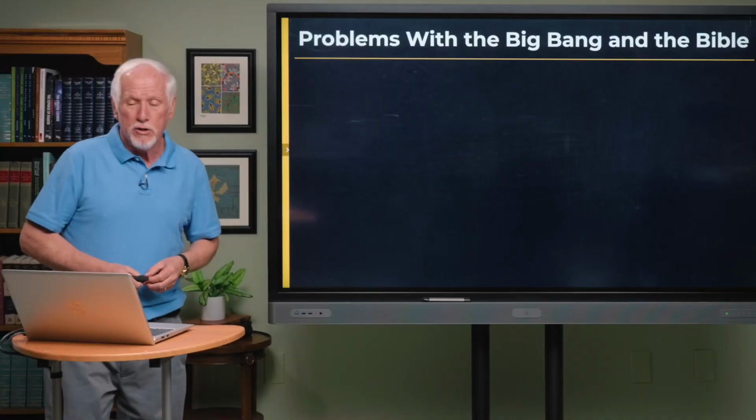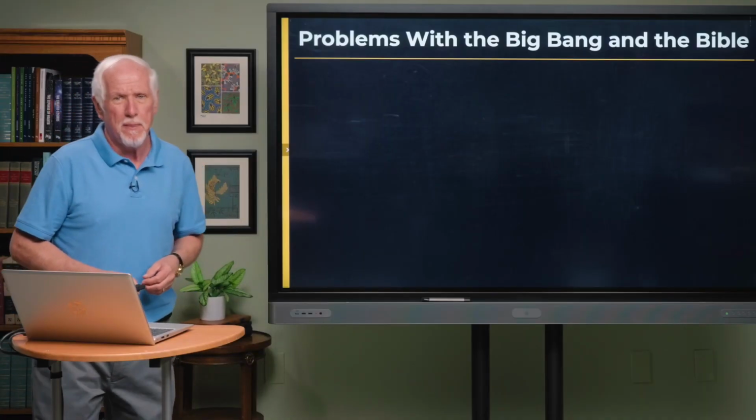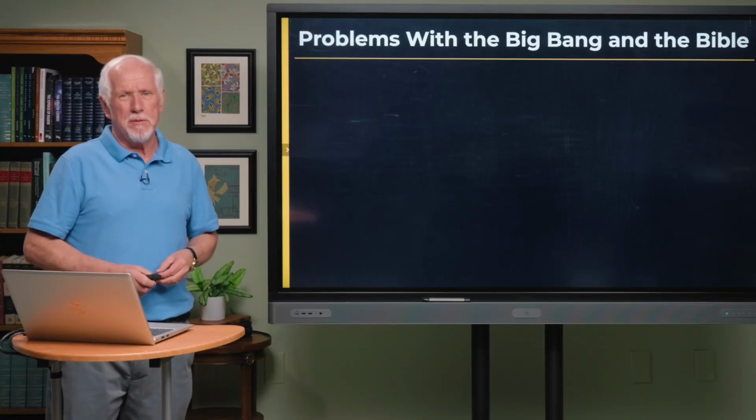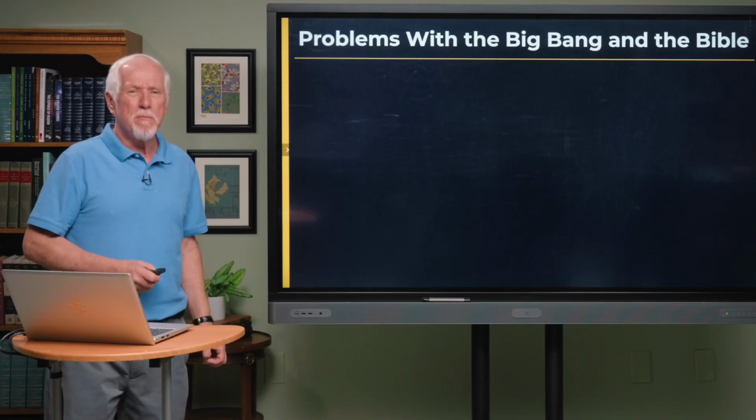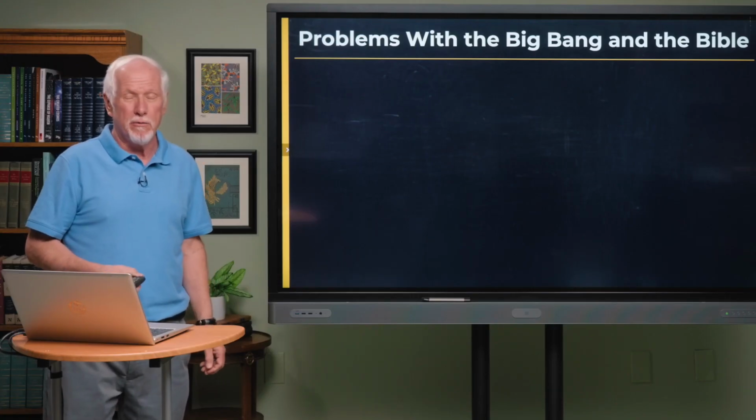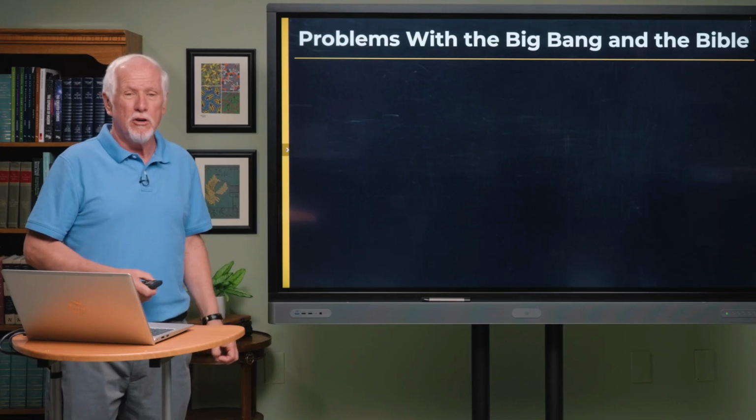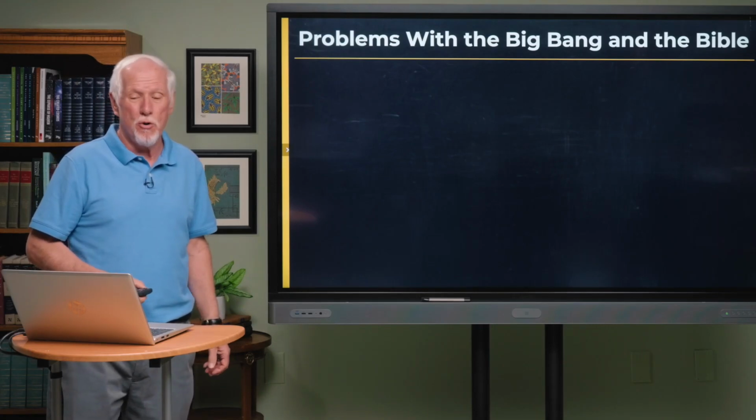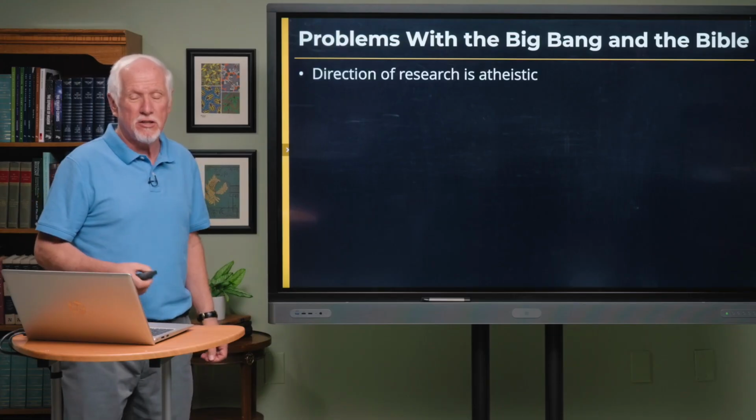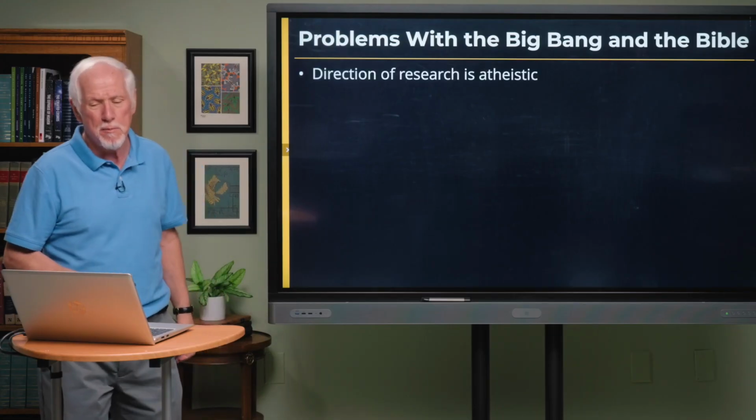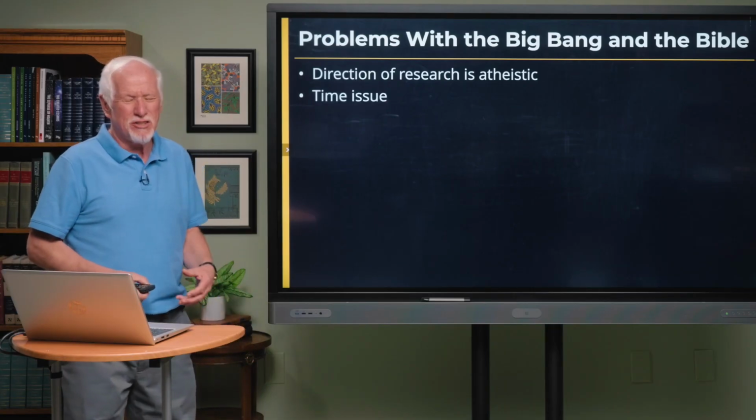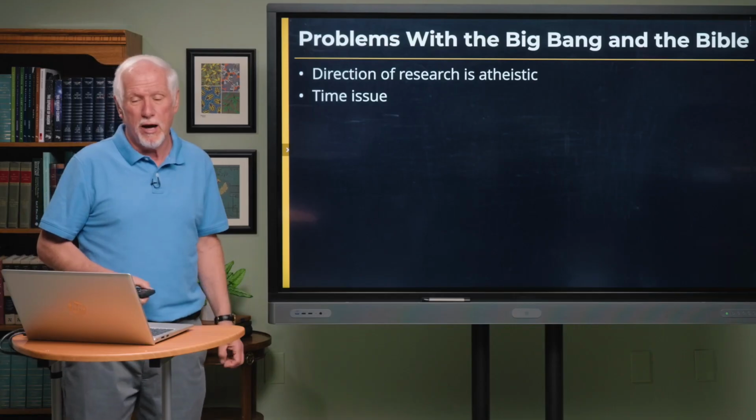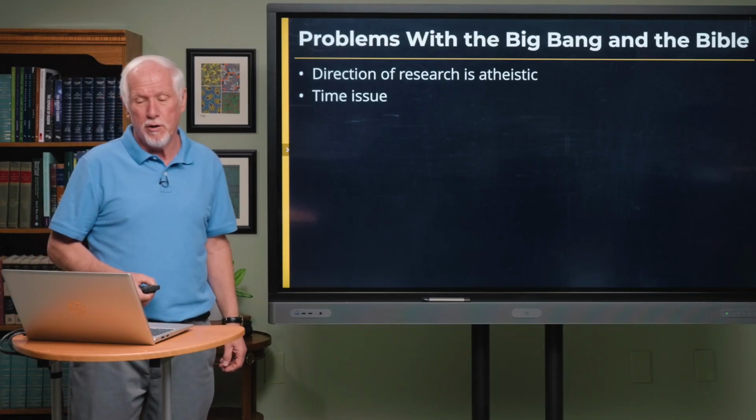Problems with the Bible. The direction of research is atheistic. If the Big Bang so clearly leads you to theism and to God, you would think that some of the major hitters in the theory are theists, or Christian even. But you know, the major players in the field, I can't identify a single theist, let alone a Christian in all of this. The time issue I've already referred to, it's problematic with me. And the order of creation is wrong, as I've indicated. That's usually the problem with all these evolutionary ideas that people put forth.